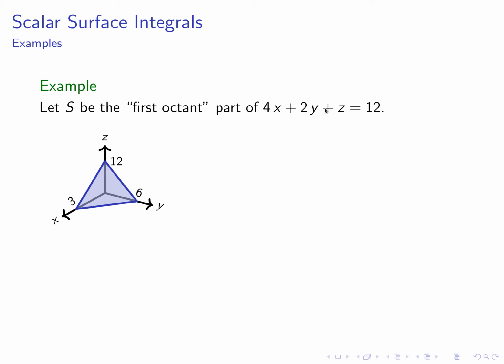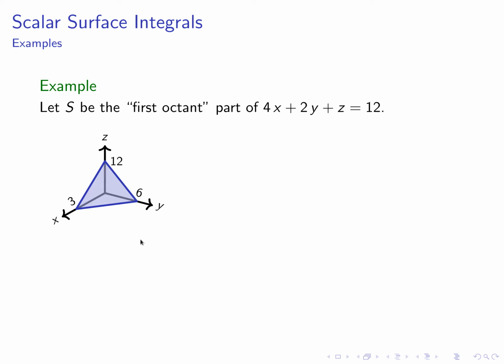We're only looking at the part of this plane where all of the variables are positive, and one way to visualize this in this situation is to figure out where the plane crosses the coordinate axes. When y and z are equal to 0, we're looking at the equation 4x equals 12, which is solved by x equals 3. When x and z are 0, we're looking at the equation 2y equals 12, which is solved by y equals 6. And when x and y are equal to 0, we're left with z equals 12, which is where the plane crosses the z-axis. So we have this nice triangular-shaped region in space.